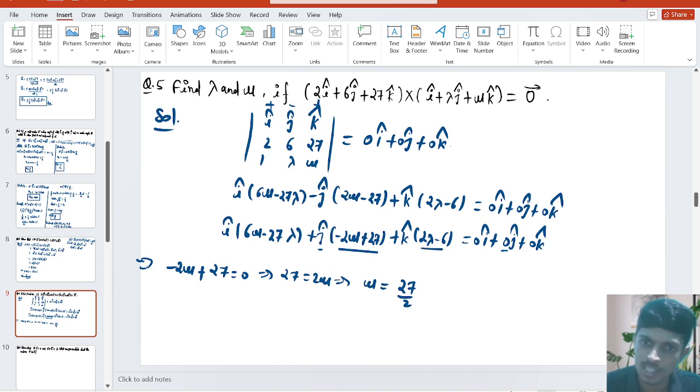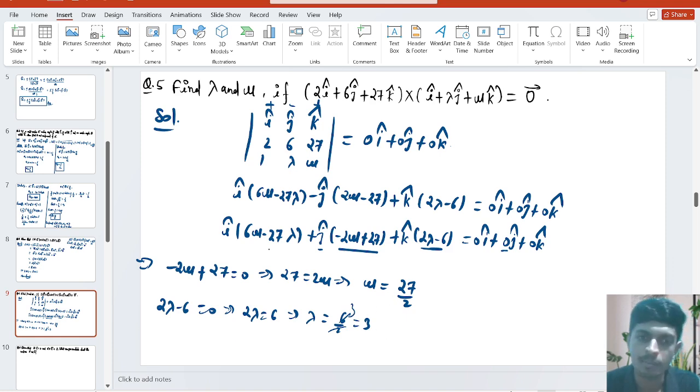And here taking its coefficient of k cap, it is equal to 0 here. So here 2λ minus 6 is equal to 0. You get 2λ equal to 6, you get λ equal to 6 by 2. You get 2 threes is 6, so λ equal to 3. So we find λ and μ, and if you take in this, you get an equation in μ and λ. Okay, so then again you have to solve it.